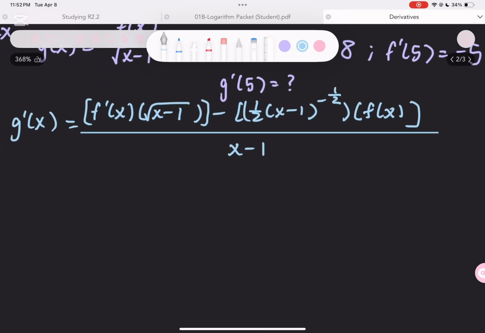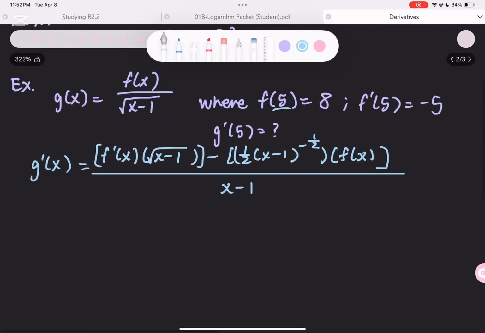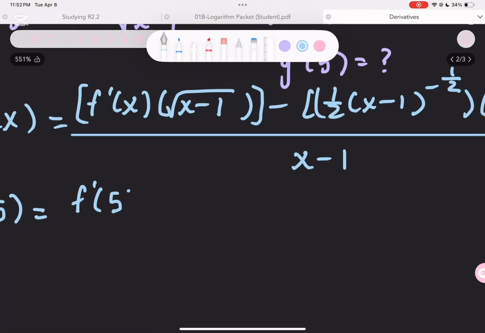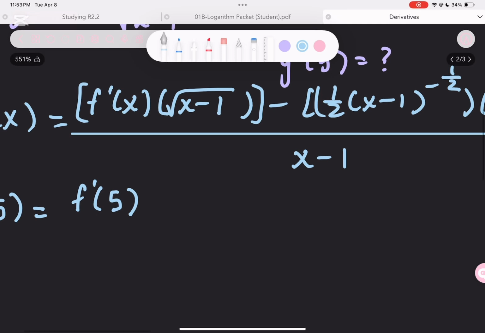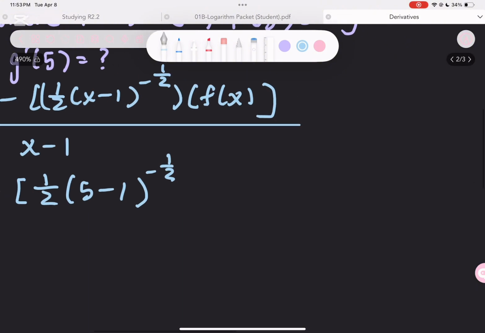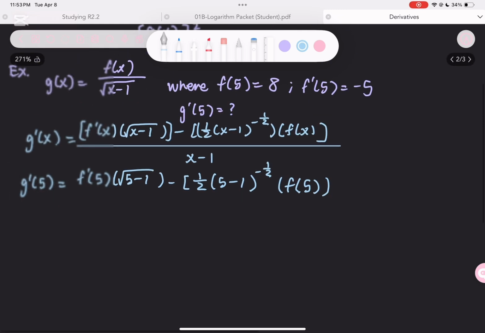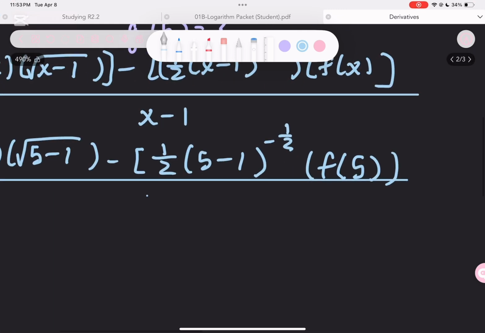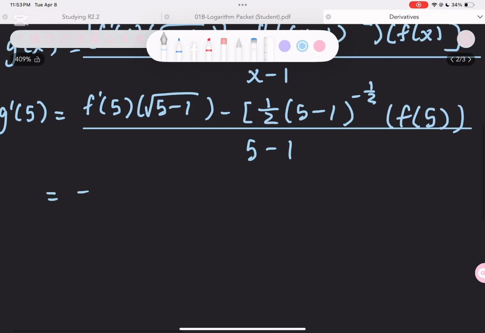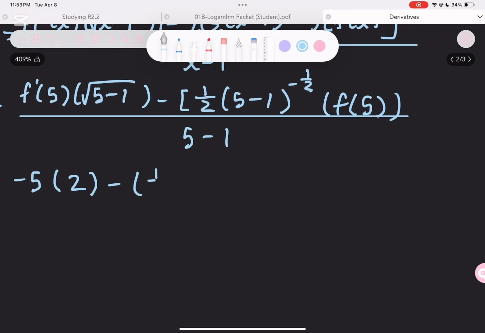Which is pretty much just x minus 1. So now that you have this, you can put in the 5 because they tell you what these values are. So if you were to have g prime of 5, which is what you're trying to find right now, you can have f prime of 5, which is a value that we're given. We're going to check that later. And now we have 5 minus 1 underneath the root, and you still have this 5 minus 1 to the negative half, and then times f of 5. And this is all over 5 minus 1, which is 4. So looking back at the values we have here, it's negative 5. So negative 5 times root 4, so it's 2, minus half times.